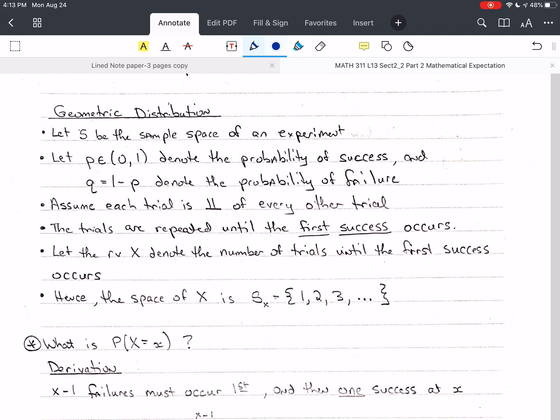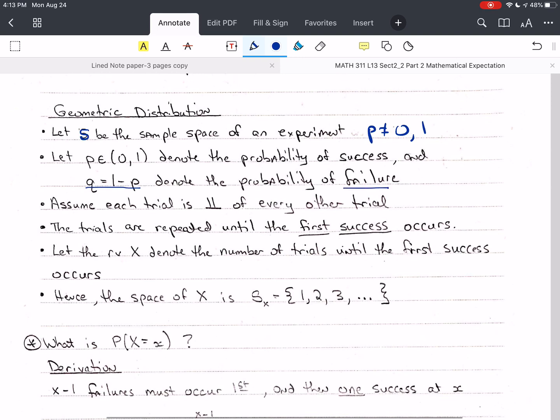So we're going to let S, that's not a 5, that's supposed to be S, be the sample space of an experiment, and let P be the probability of success. I want to point out that P is in the interval of 0 to 1, but P is not equal to 0 and it's not equal to 1. Okay? That's actually very important in some of the proofs. We're going to let Q be 1 minus P, and that's the probability of failure.